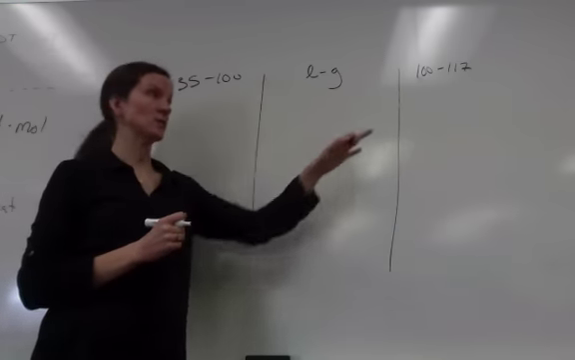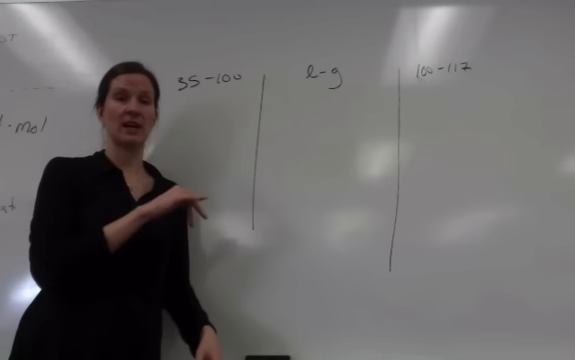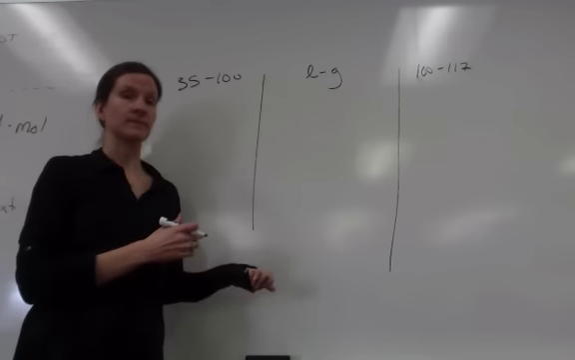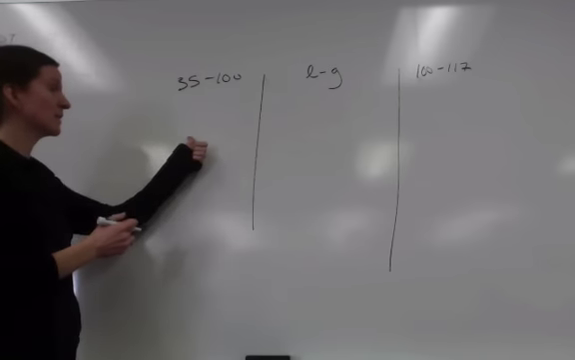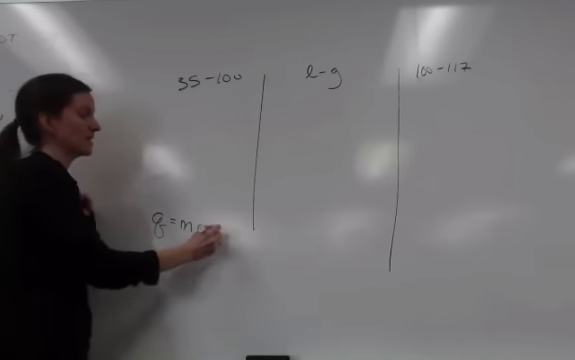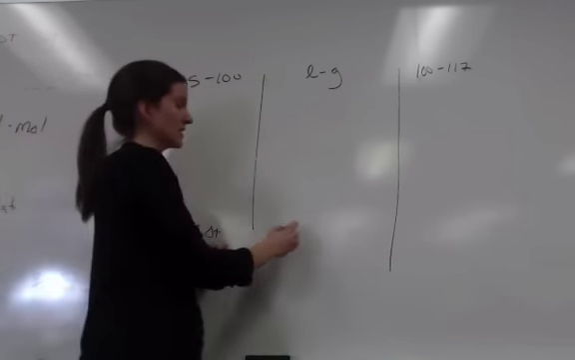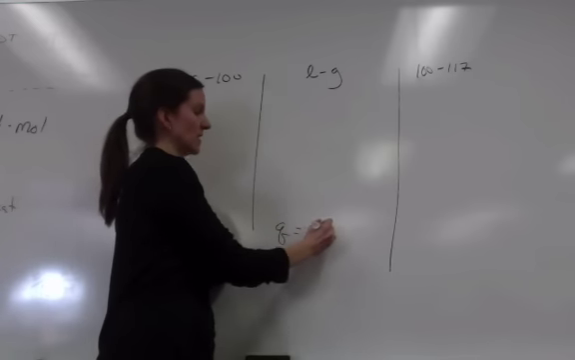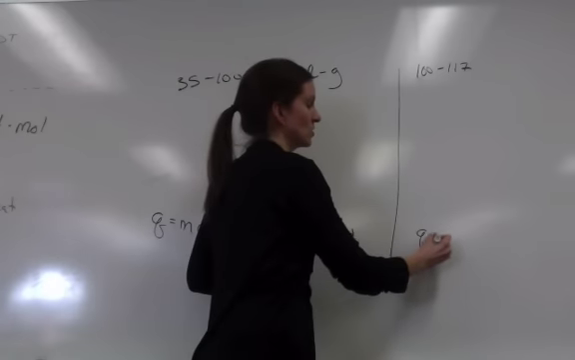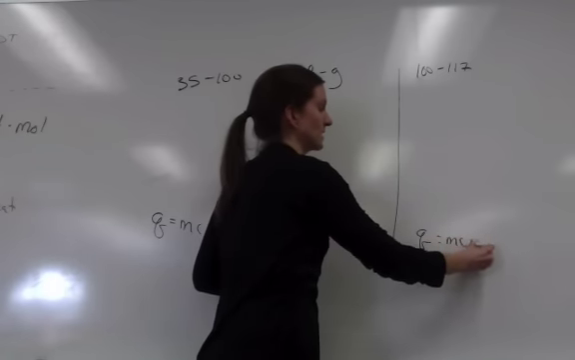Each of these corresponds to a different branch on that heat phase diagram to know what I'm doing. For change in temp, I use the Q equals MC delta T calculation. For this, I use the Q equals delta H times mole for a phase change. And for this, I use Q equals MC delta T.